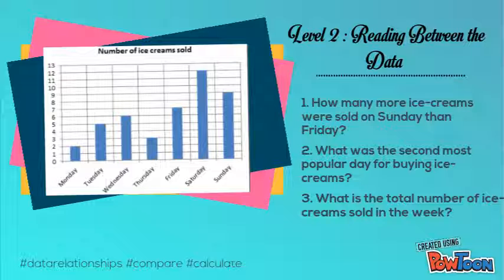If you notice, there is some kind of relationship between pieces of data in the questions. For example, the number of ice creams sold on Sunday than Friday. There are also mathematical operations involved here. Remember, if the total number is given in a table and is explicit, the question will fall under level 1.